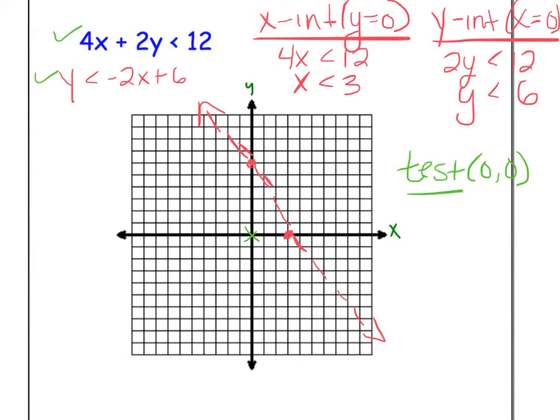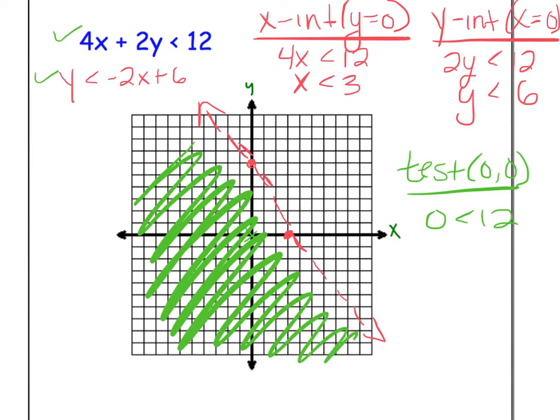If I put it in standard form, you're just going to get 0 is less than 12. Now, is that true or not? That is indeed true, so all your solutions will lie below your line.